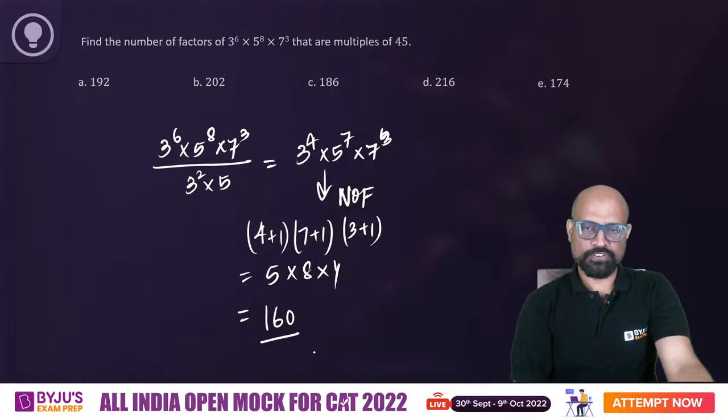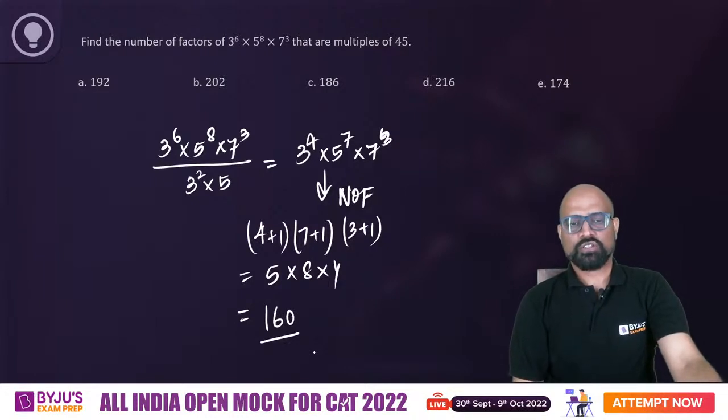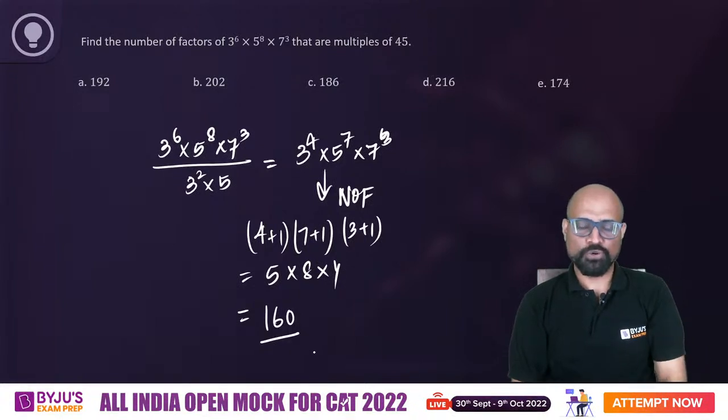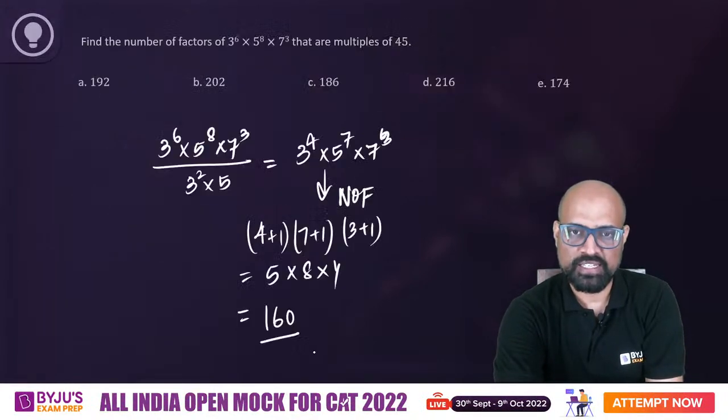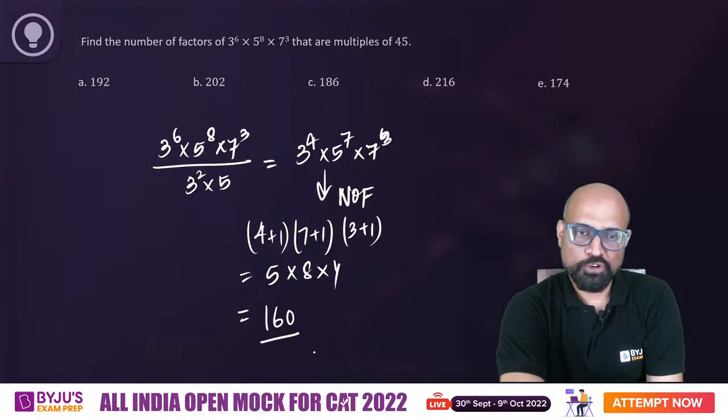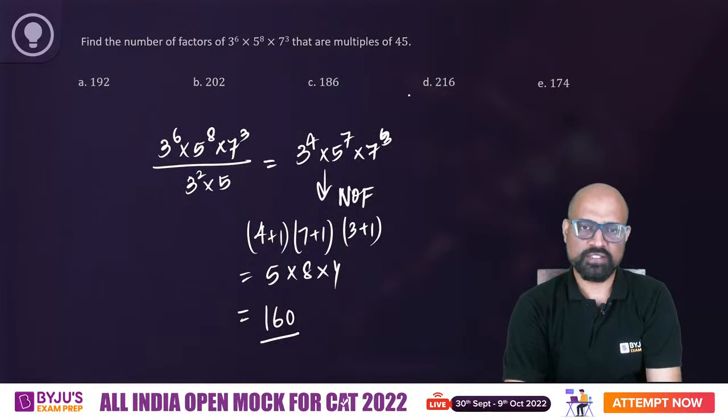45 is 9 into 5, right? In 9, 3 to the power 4 remains, and 1 5 will go away, so we'll have 5 to the power 7. Are the powers the same? Yes, 6, 8 and 3. So we'll have 4 power, 7 power and 3 power. So we will have 5 into 8 into 4. The answer should be 160.